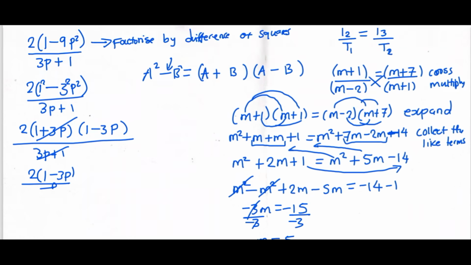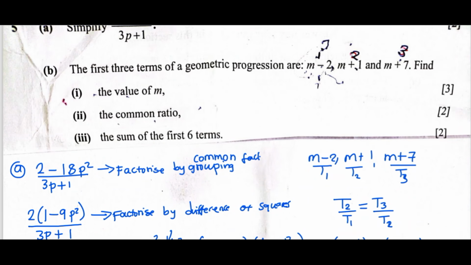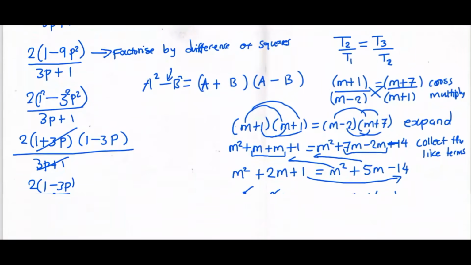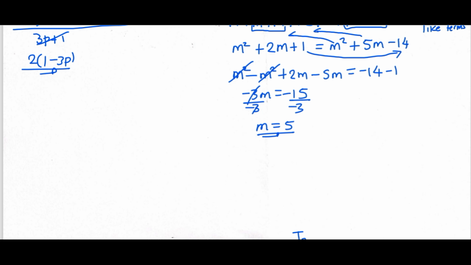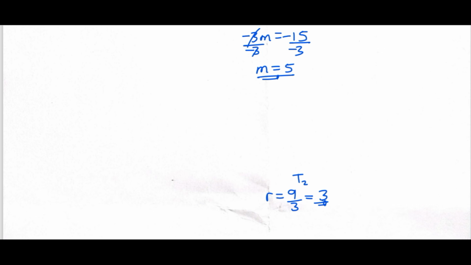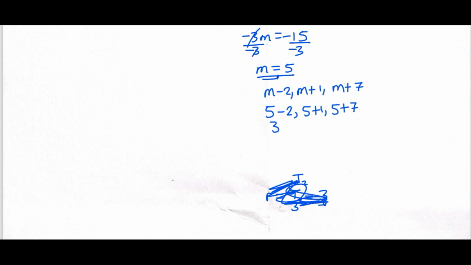Now let's go back. We know that our first term is m minus 2, second term m plus 1, third term m plus 7. So now let's find the actual values. Now that m is 5: 5 minus 2, 5 plus 1, 5 plus 7. So here will give us 3, 6, 12. So our first term, second term, then third term.